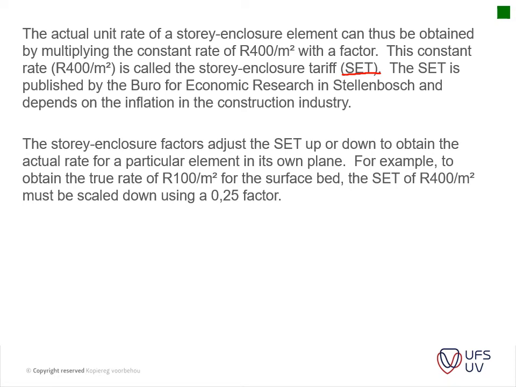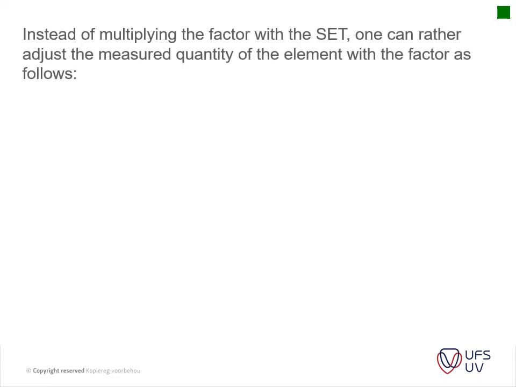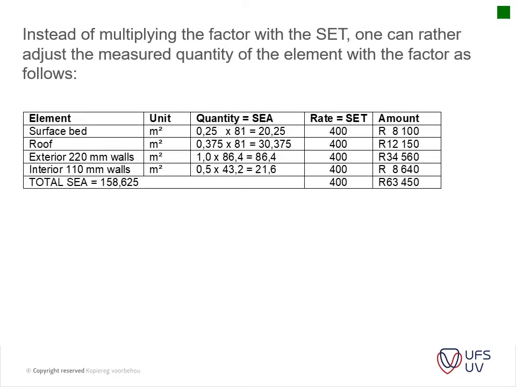For example, to obtain the true rate of 100 Rand per square meter for the surface bed, a factor of 0.25 is used and times with the tariff, which was given as 400 Rand per square meter. Thus, instead of multiplying the factor with the tariff, one can rather adjust the measured quantity of the element with the factor as follows. So it's the same table again.